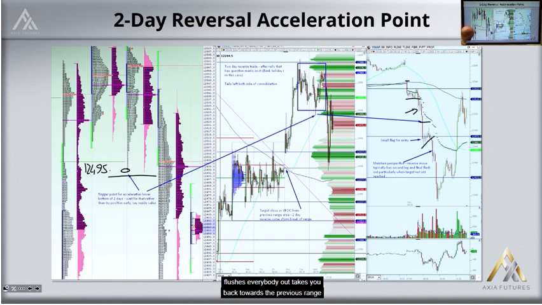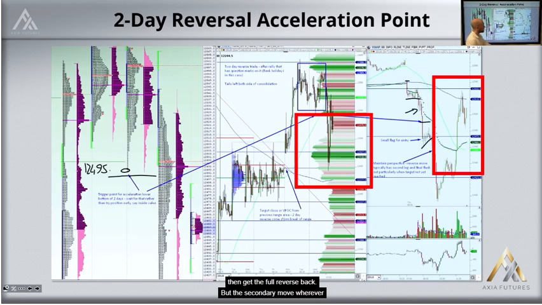And this flushes everybody out, takes you back towards the previous range, back into value on that previous range. And then we move to a situation where it's a case of, can you find buyers back down here? Or is this going to be a market that keeps going? In this instance, we do find buyers. The market does stabilize, and we then get the full reverse back.